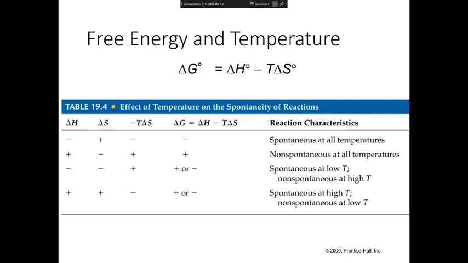When the signs are opposite here, you have a positive delta H and a negative delta S. A positive delta H means energy is coming into the system, making it endothermic. And it also has a negative delta S, which means the system itself became less random. That's not good for reactions. Neither one of those is good for reactions to move forward. So those would be non-spontaneous at all temperatures.